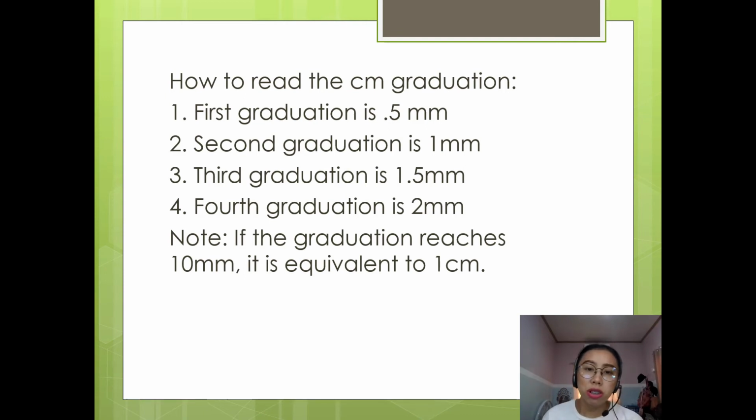Okay, so the first graduation is 0.5 millimeter. Second graduation is 1 millimeter. Third graduation is 1.5 millimeters. Fourth graduation is 2 millimeters. Note, if the graduation reaches 10 millimeters, it is equivalent to 1 centimeter.